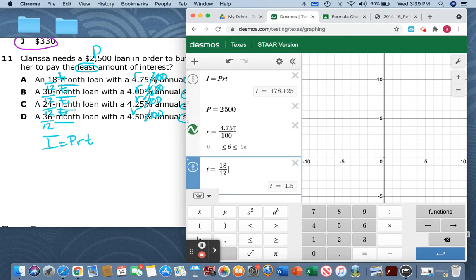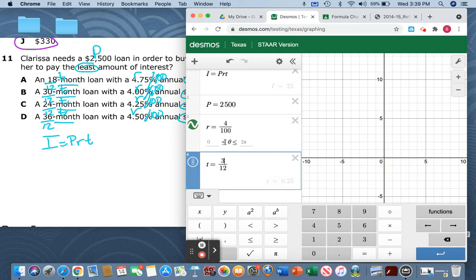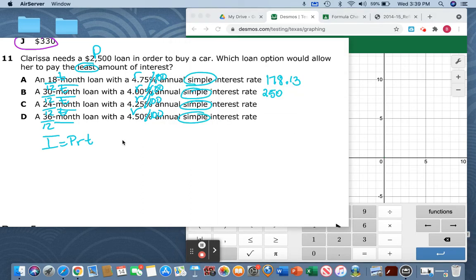Okay. So my rate for letter B is just 4%. And my time is 30 months. So 30 over 12. We get 250. Ooh, that's bigger than letter A. I feel like we can eliminate that. Yes, I agree. Not letter A. No, letter A we want. Oh, I'm sorry. We're not looking for greater. We want least. You don't want to spend a lot of money.